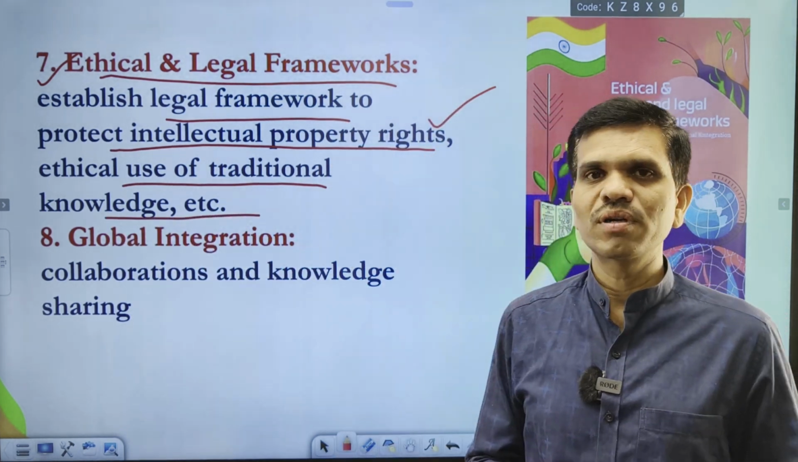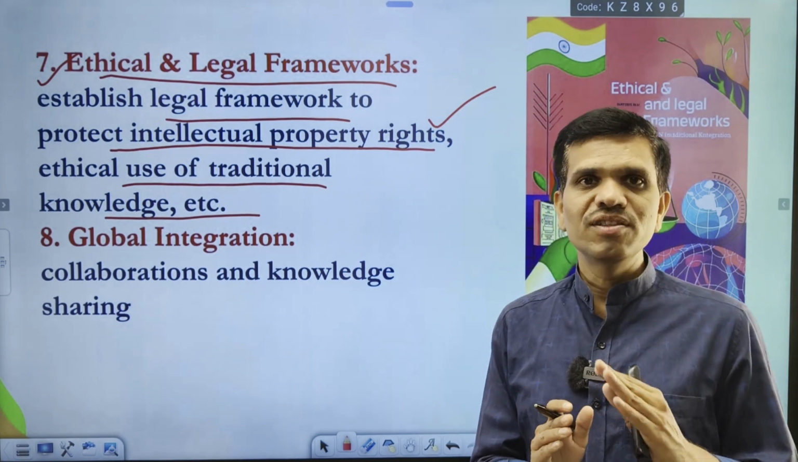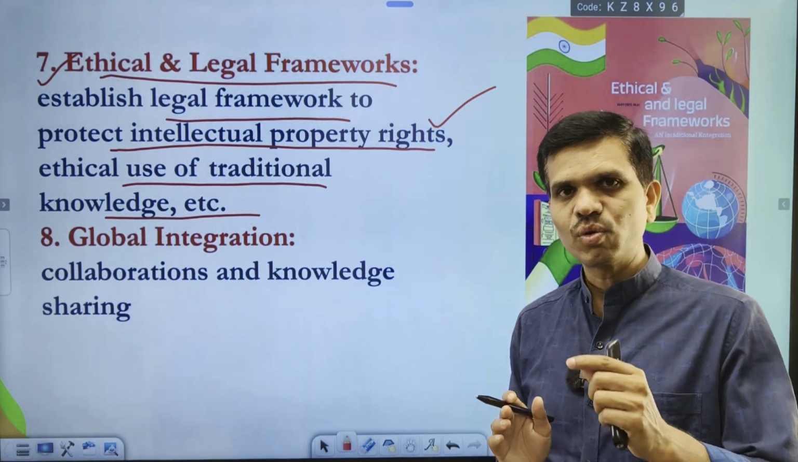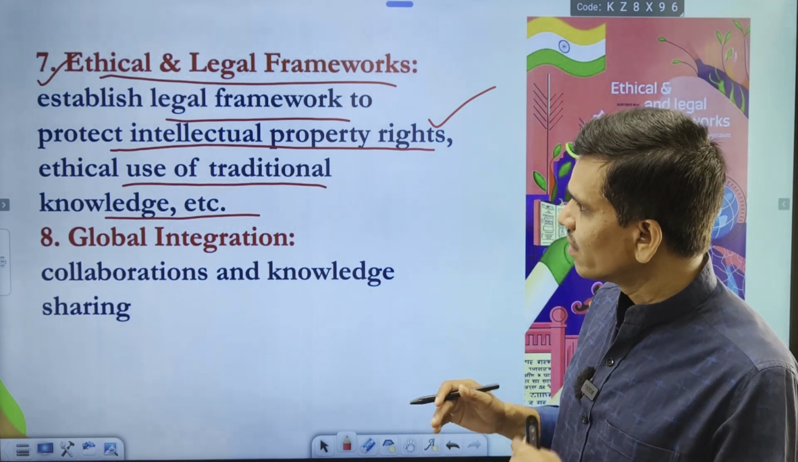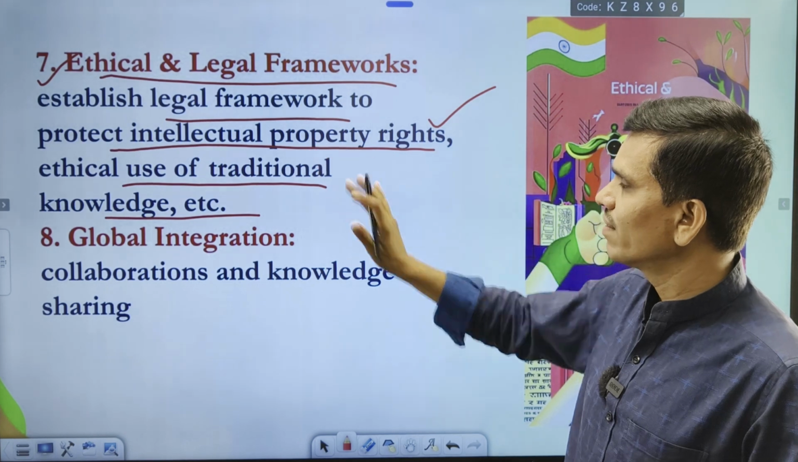Now it is very important that we can share our knowledge with others, but there must be ethical use, and we must follow some kind of values and ethics while sharing all this knowledge. So this is the ethical and legal framework.